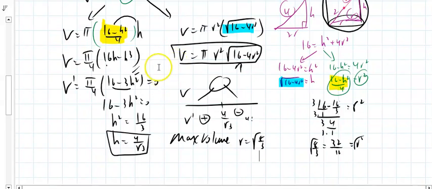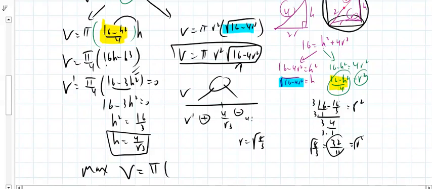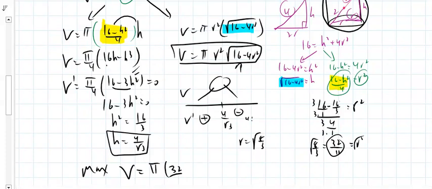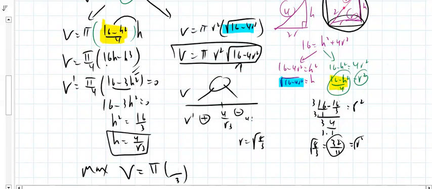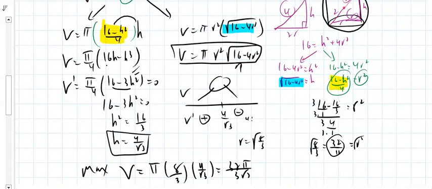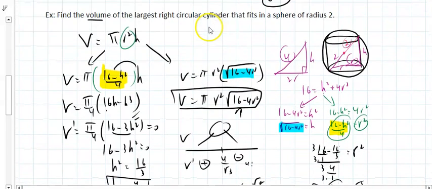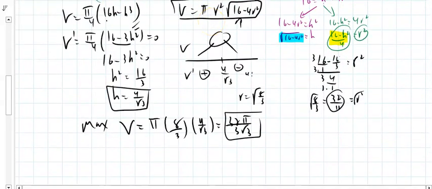And the volume would be basically pi r squared h. So the maximum volume will be pi times the radius squared. The radius squared was, no, 8 over 3. If you square it, times 4 over radical 3, and that will be 32 pi divided by 3 radical 3. And the units will be, if they didn't give us the units. And that's going to help you with the problem on your homework. And now that concludes that section.